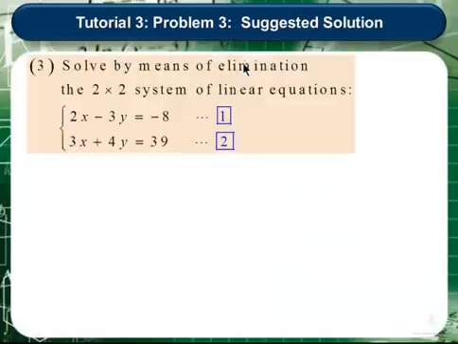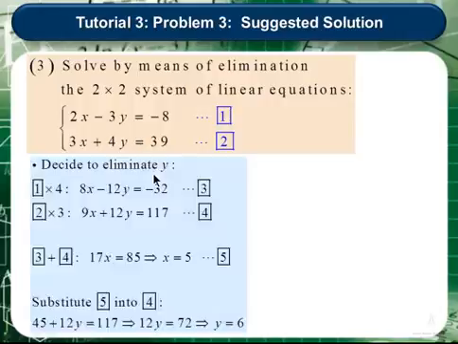Finally, in problem 3, we have to use the elimination method to solve the 2 by 2 system of linear equations. Here we have the two equations again, the same system as before in this tutorial. So if we decide to eliminate y, we need to multiply equation 1 by 4 and equation 2 by 3.